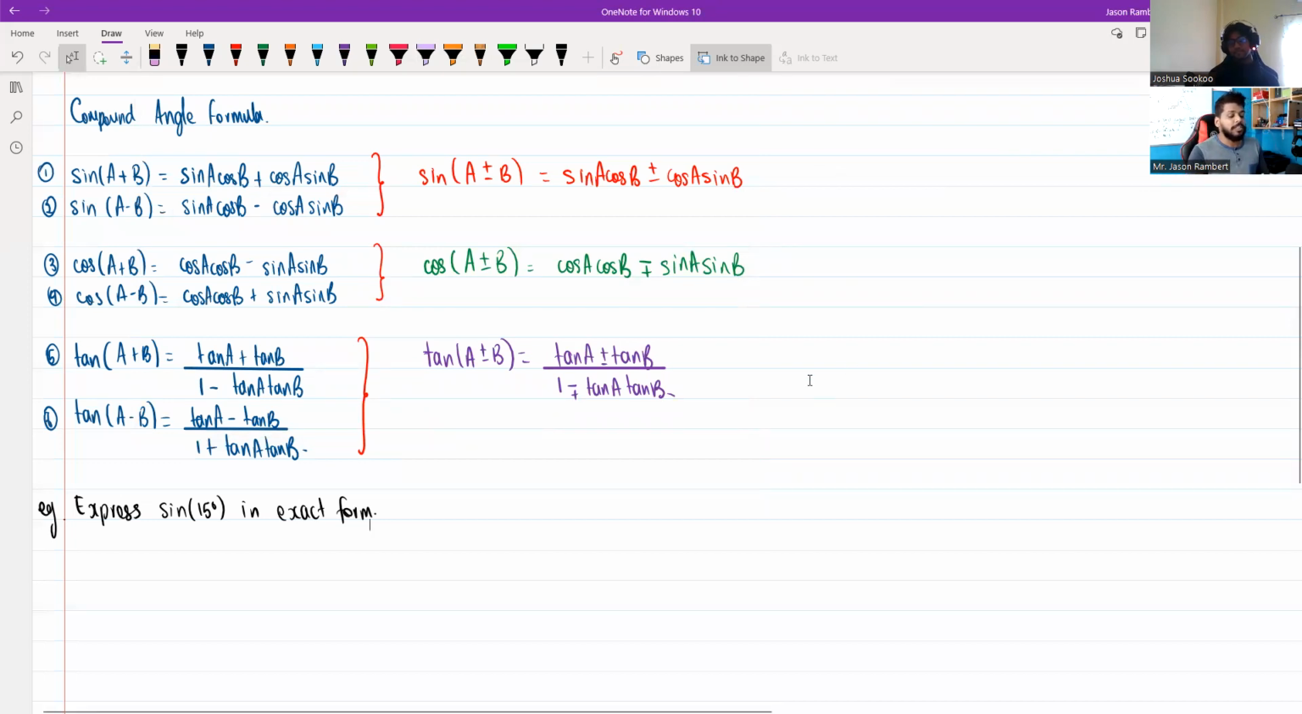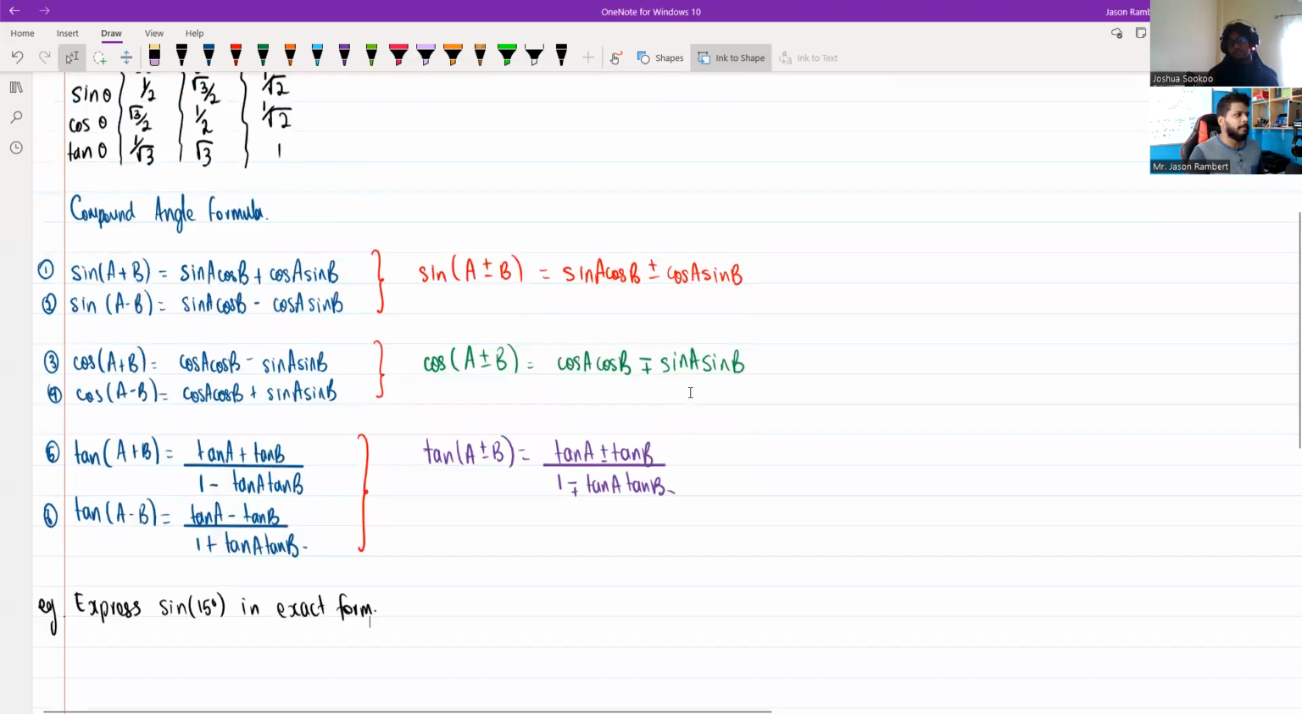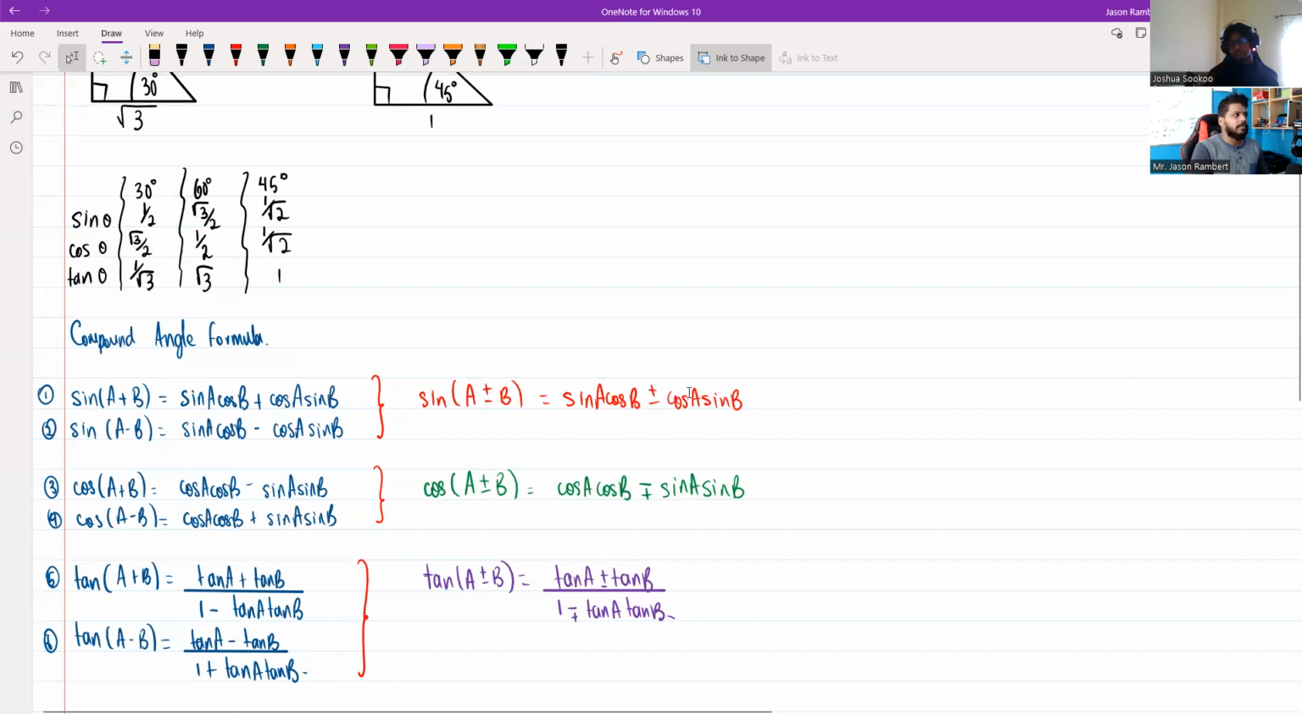And how do we do that rationally in terms of surds? We use the compound angle formula. Now, for my compound angle formula, I have 30 degrees, 60 degrees, and 45 degrees to work with. And the compound angle formula says I can combine angles. I could have sine of A plus B. It could be sine of 20 plus 40. That will give me sine of 60. It could be sine of 100 minus 20. That will give me sine of 80. Yeah?